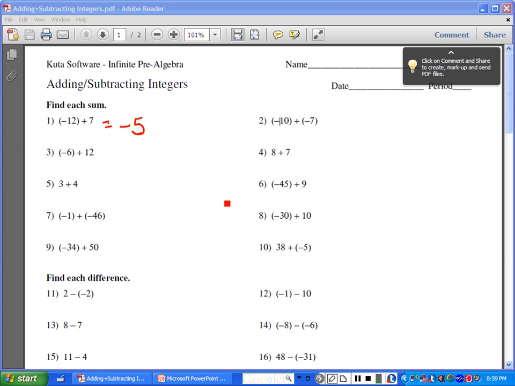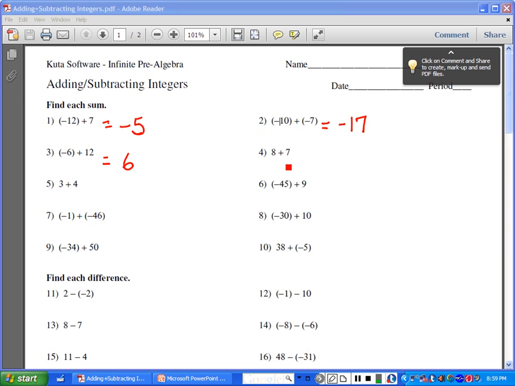Number 2, we already established that was negative 17 because we have the same sign here, so we add the two numbers and keep the sign. Number 3, negative 6 plus 12. Different signs, do the difference. It's going to be 6, but we take the sign of the highest number, which is positive. 12 is positive here, so our answer is positive.